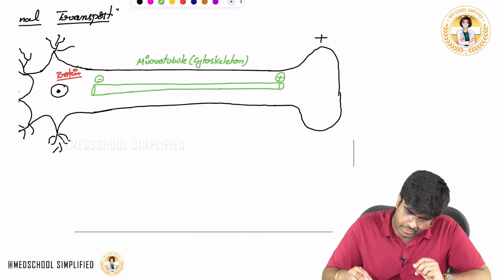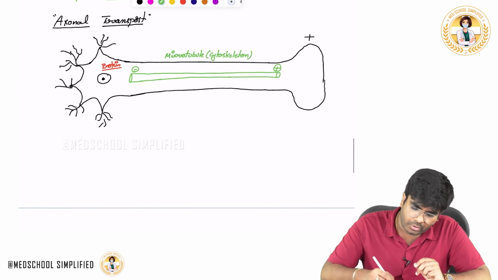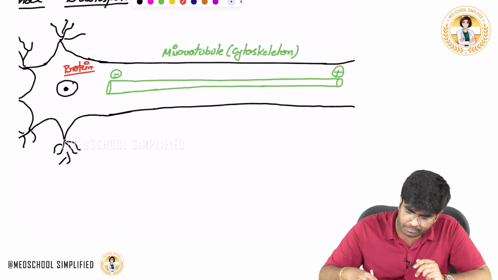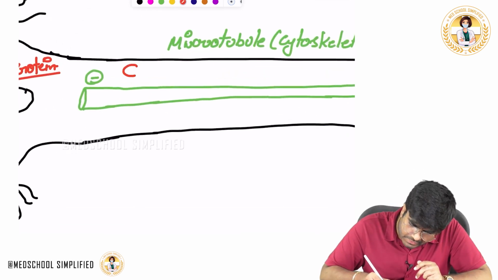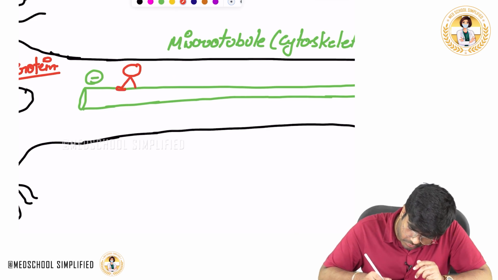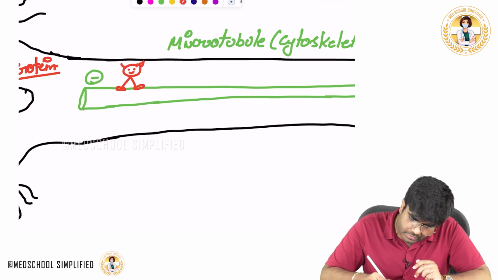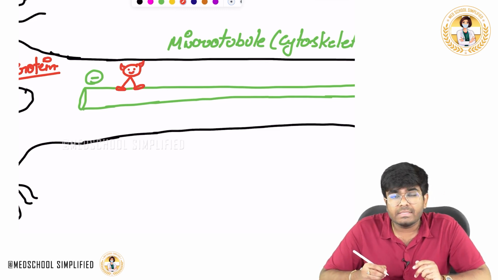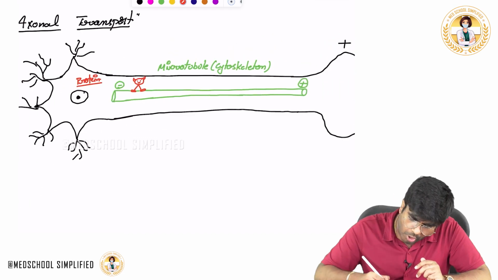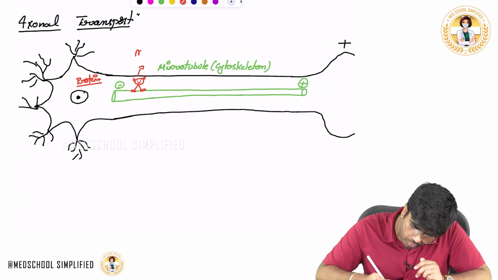So now on this microtubule, there is a fellow. This fellow is having two legs. Now what is this fellow doing? So this fellow is called a molecular motor. He is a molecular motor.